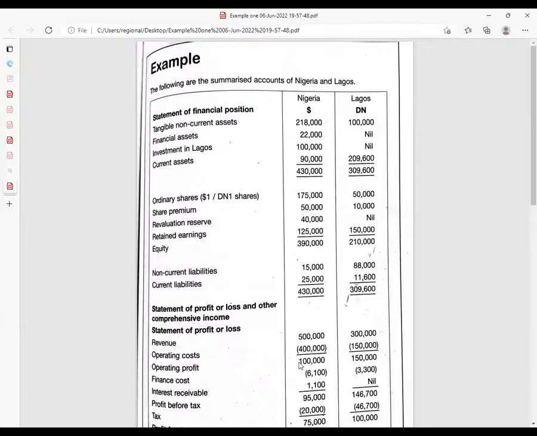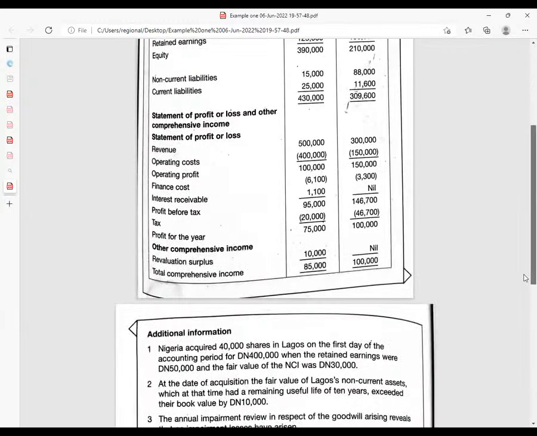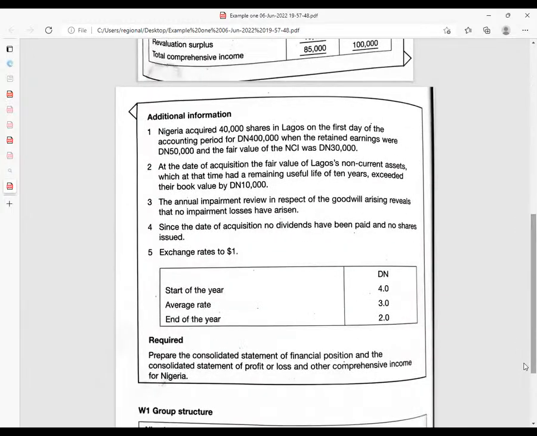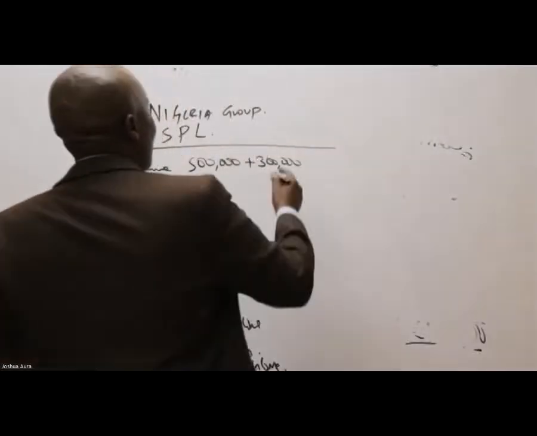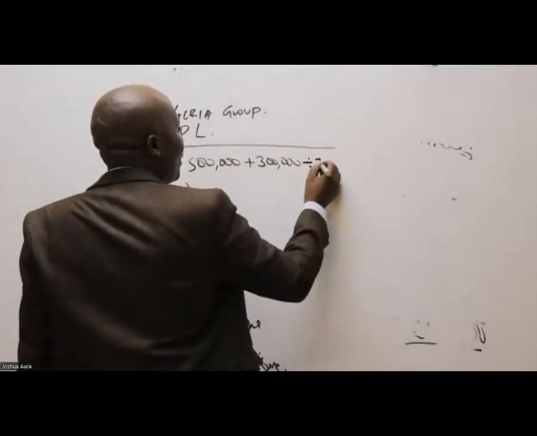So how do I exchange this 300,000 to dollars? Which rate should I use, ladies and gentlemen? When we started, I gave you the procedure. Average rate. Do you remember that? For the income statement, it's always the average rate, divided by 3. So divide this by 3.